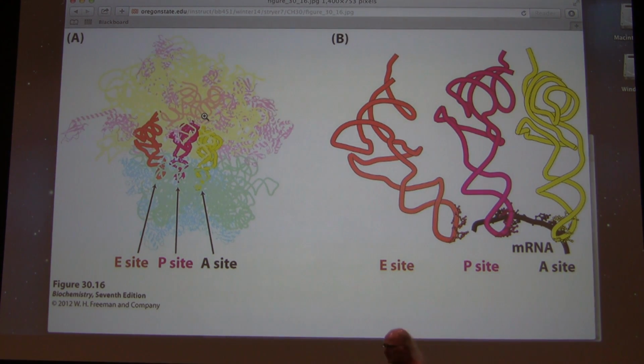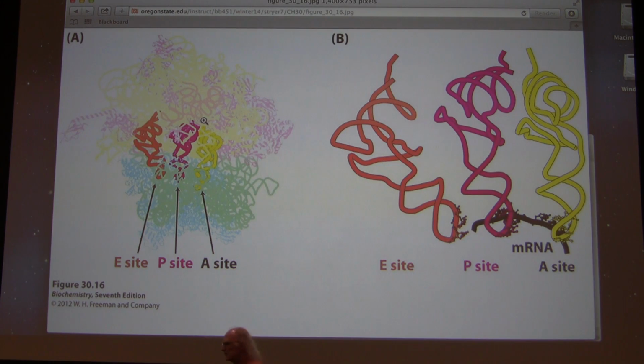Now, the A site, the P site, and the E site each are individual regions of the ribosome, and they each basically have 3 nucleotides of the messenger RNA that will be exposed in each one. Those 3 nucleotides of the messenger RNA are, of course, the codons that are being translated. And it's those 3 bases that will form the base pairing with the 3 bases of the anticodon loop of the transfer RNA.